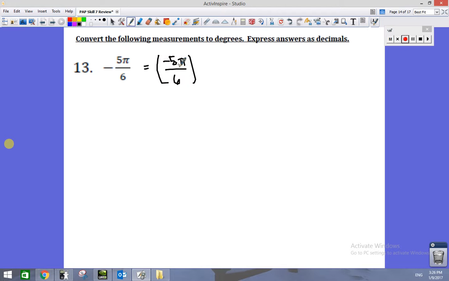Alright, so if I want my final answer to be in degrees, that's what I want my numerator to be, 180 degrees. And since I want this to be the number 1, I want my numerator and my denominator to be equivalent to each other. And 180 degrees is equivalent to pi radians. So my pi's cancel. Negative 5 times 180 divided by 6 is 150 degrees.